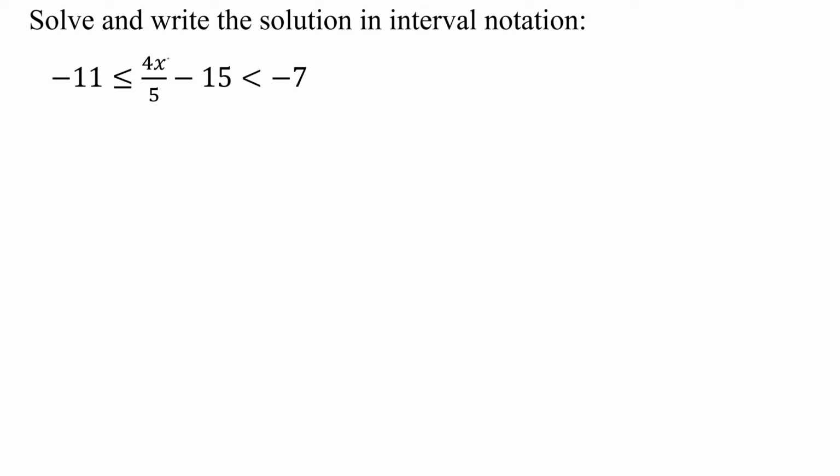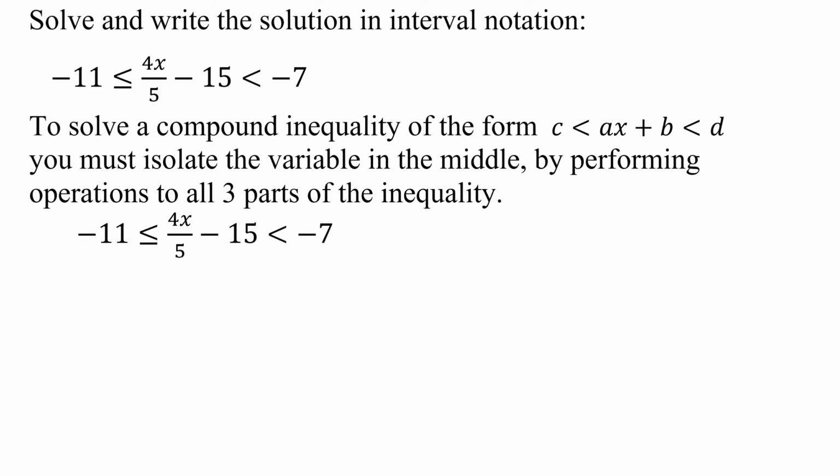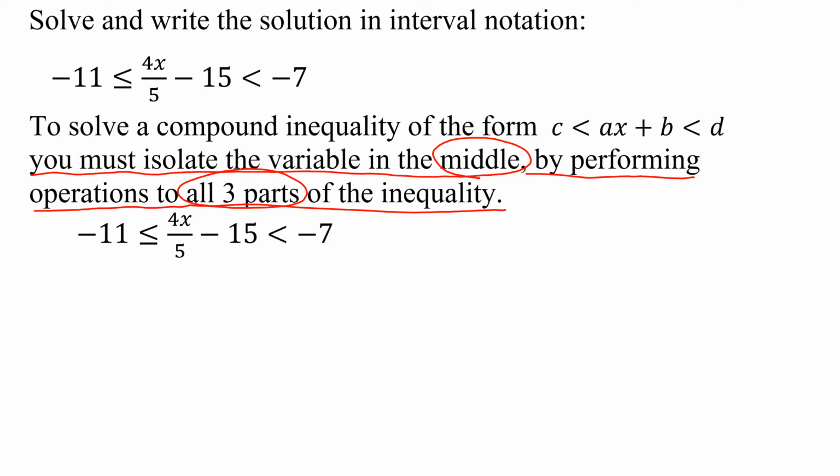There are several different ways of solving these. I'm going to choose the most efficient that I've detailed here, that says to solve a compound inequality of this form, you must isolate the variable in the middle by performing operations to all three parts of the inequality. So for this method to work, your inequality needs to be set up with the numbers going from least to greatest. And is -11 smaller than -7? Yes. And my inequalities all have to be less thans or equal to. Is that true? Yes. So I can solve this problem by this method.